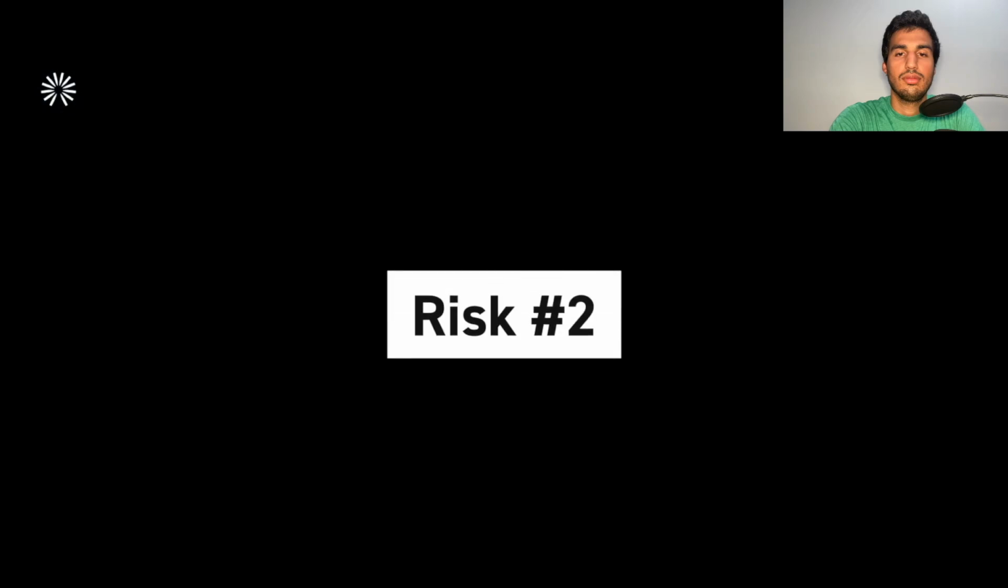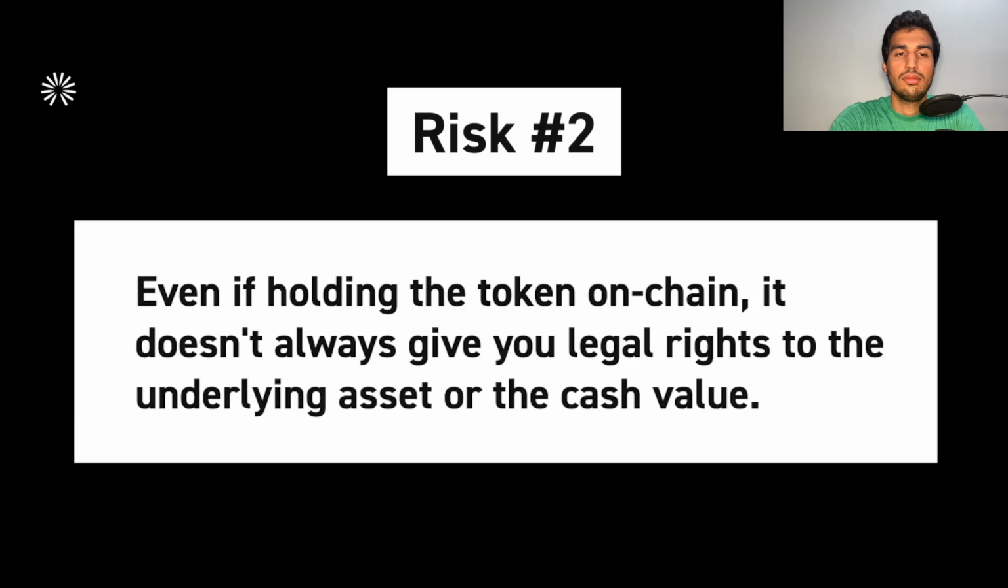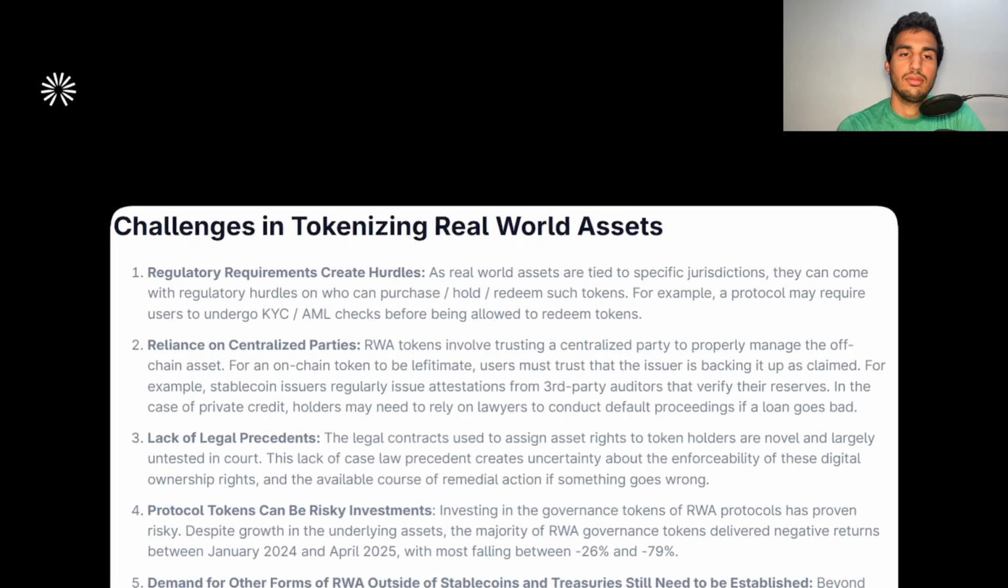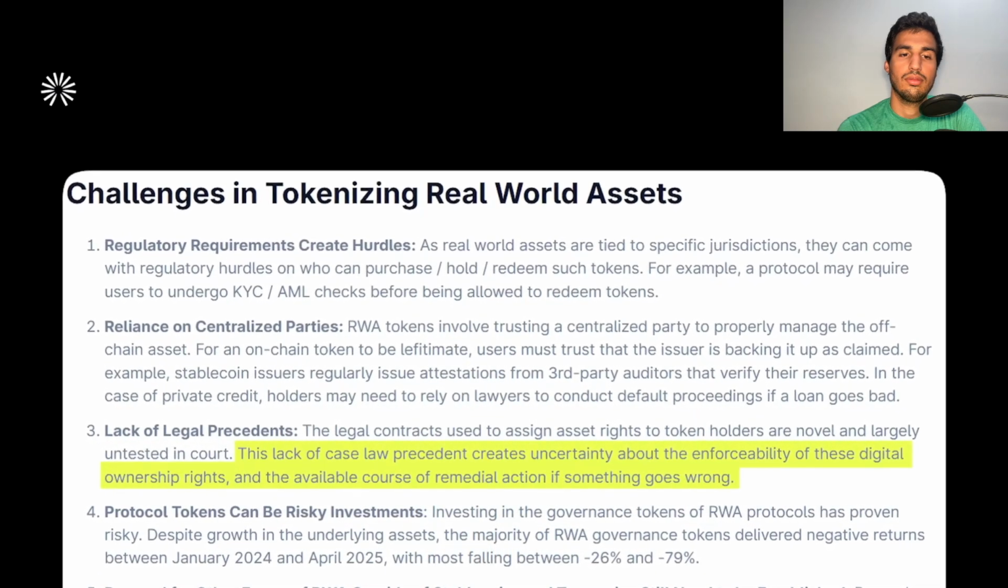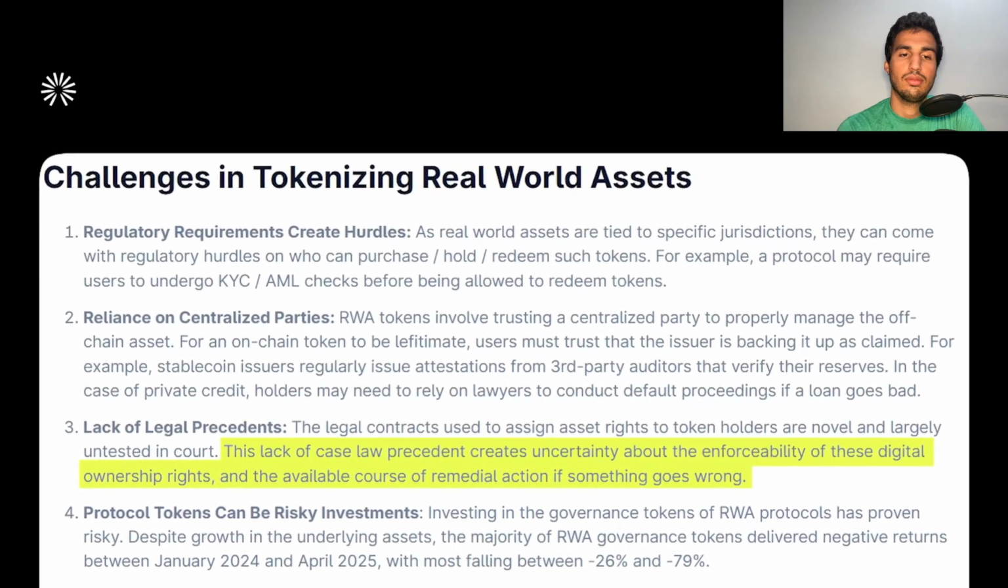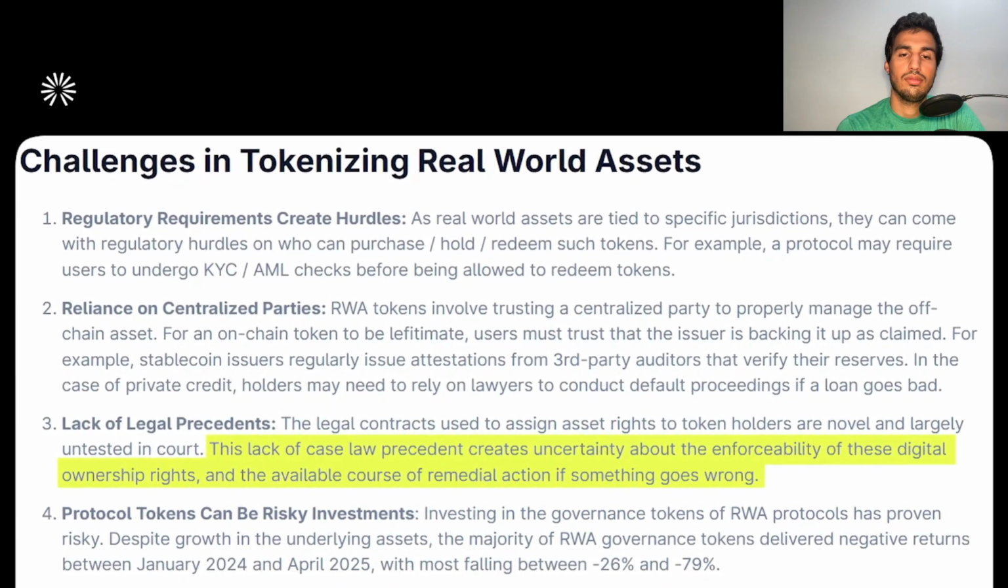The second risk is, I think, one of just investor protections. When you hold a token on chain, it doesn't always give you legal rights to the underlying asset or legal rights to redeem the token against the underlying asset or the cash value. In fact, most stablecoins issued today do not give you necessarily a legal right to the underlying. They give you a claim against the issuer. That is a very different investor protection treatment.